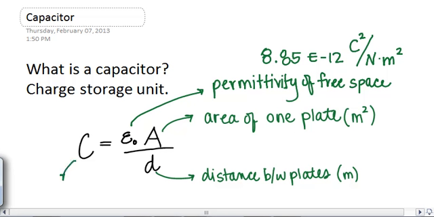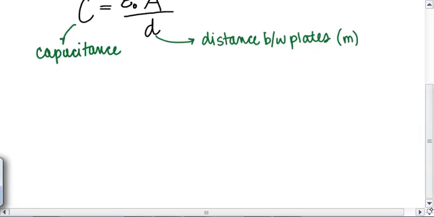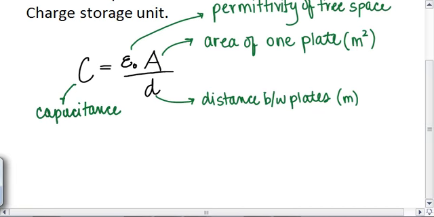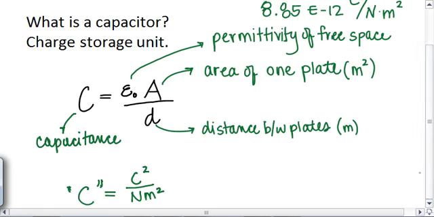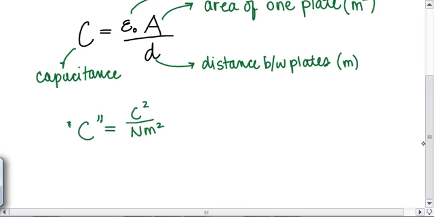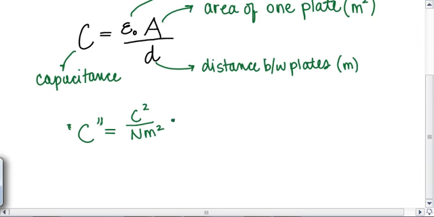So this is our capacitance. And let's look at our units. So our capacitance, C, whatever that is, will be equal to Coulomb squared per Newton meter squared. Did I put a square up there? Yeah. I forgot it earlier today, so I had to double check. Times the unit for area, which is meters squared, divided by meters.